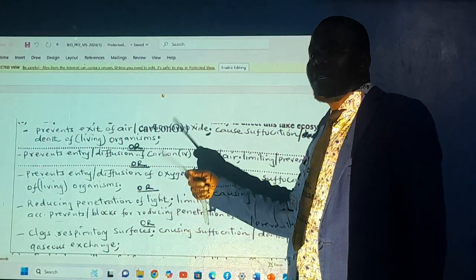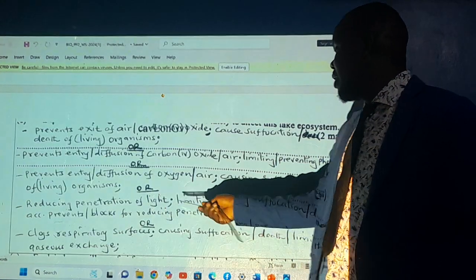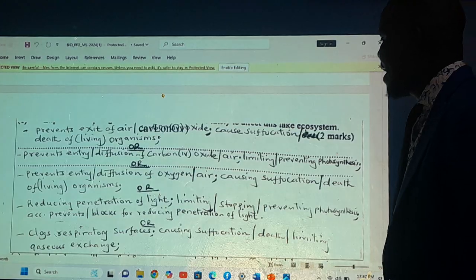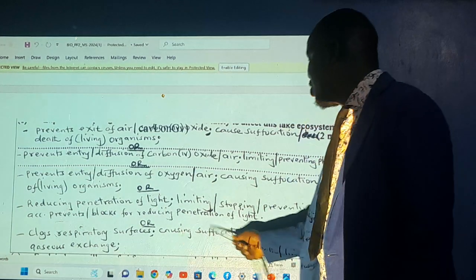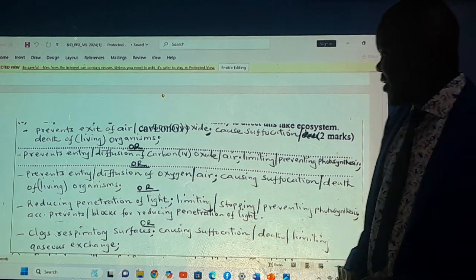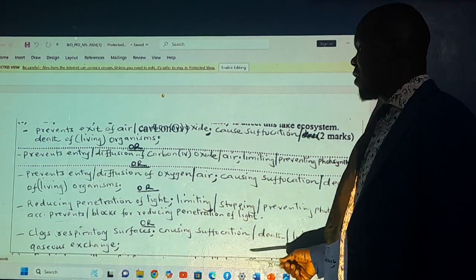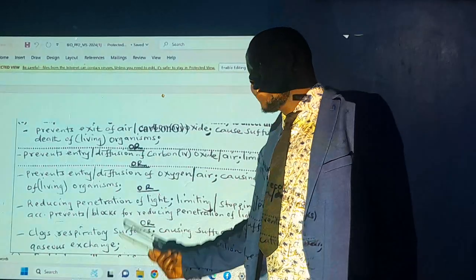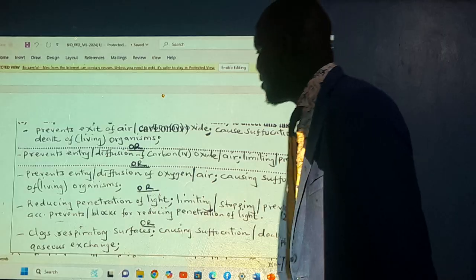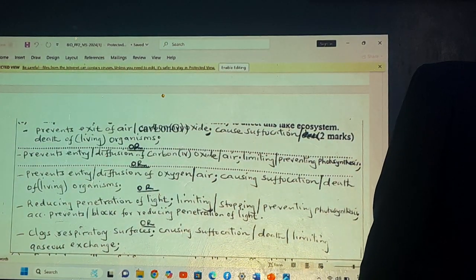You know these oils reflect light, and when they reflect light, what will happen? It will limit light penetration, stopping penetration, and there will be no photosynthesis again. It may block, reducing penetration of light. It may block what? Those stomatal spaces. Then again, it clogs the respiratory surface, causing suffocation. In fish, it clogs the gill filaments. In plants, it can clog the stomata, clogging those respiratory surfaces.